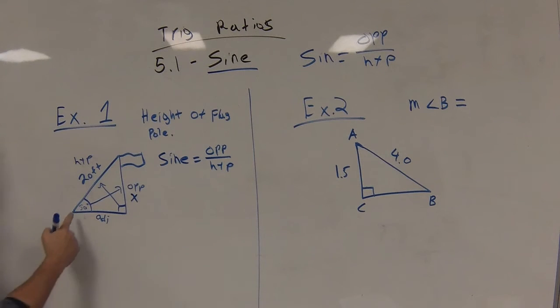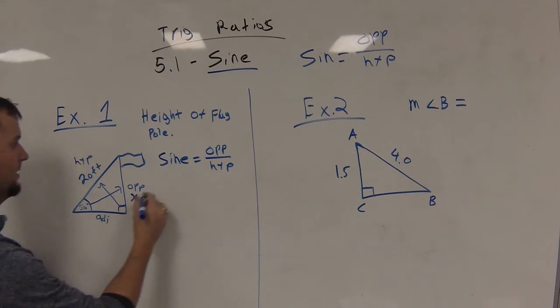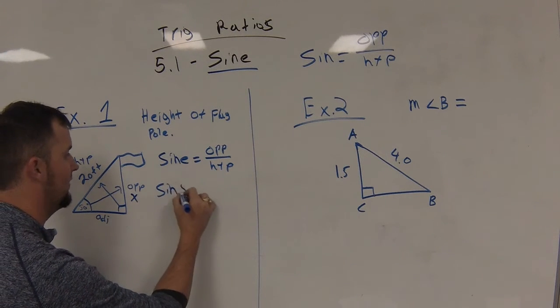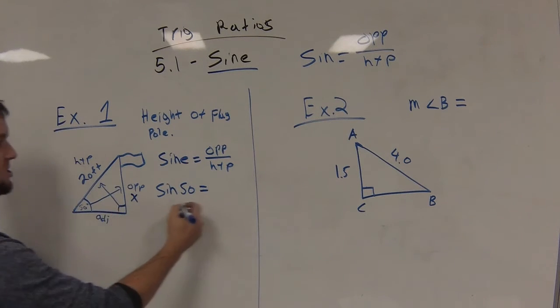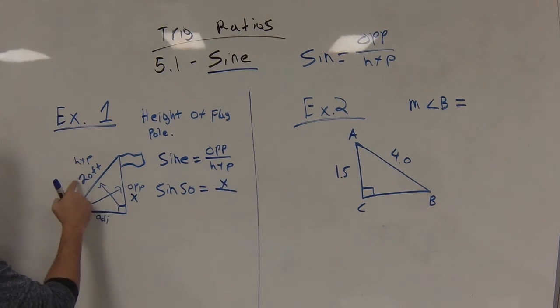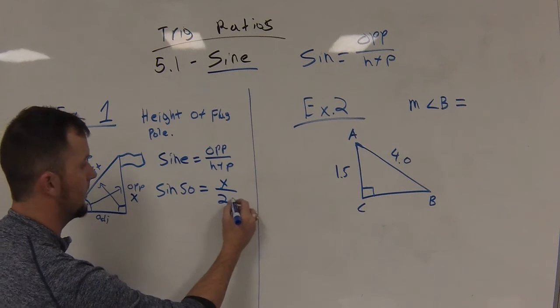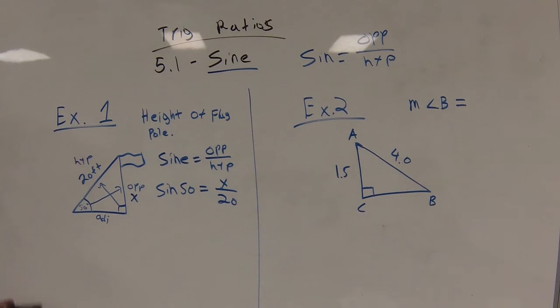So I'm going to do the sine of 50. Sine 50 is going to be equal to the opposite, which is x, over the hypotenuse, which is 20. Okay? And so now literally all I have to do, ladies and gentlemen, is solve for x.